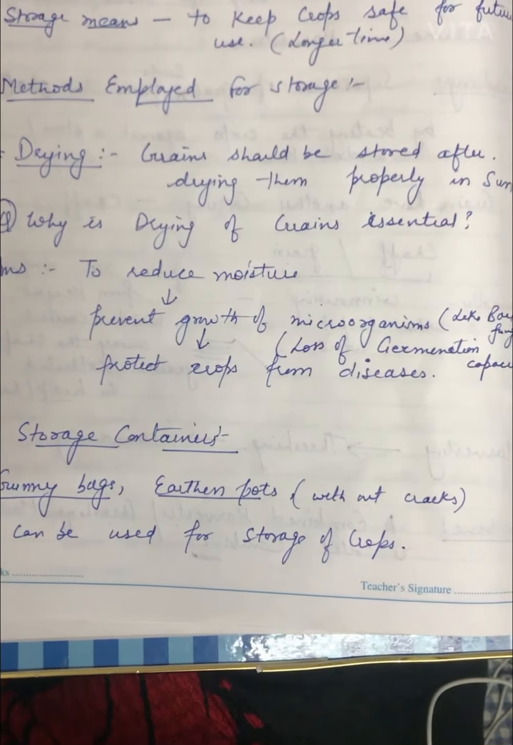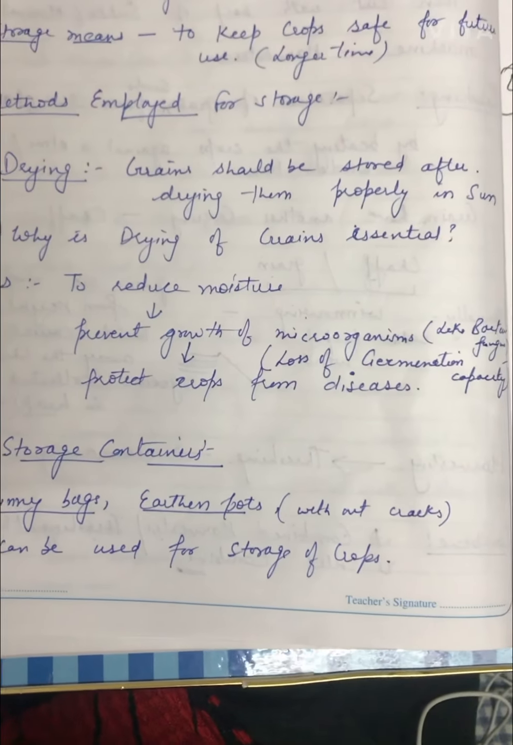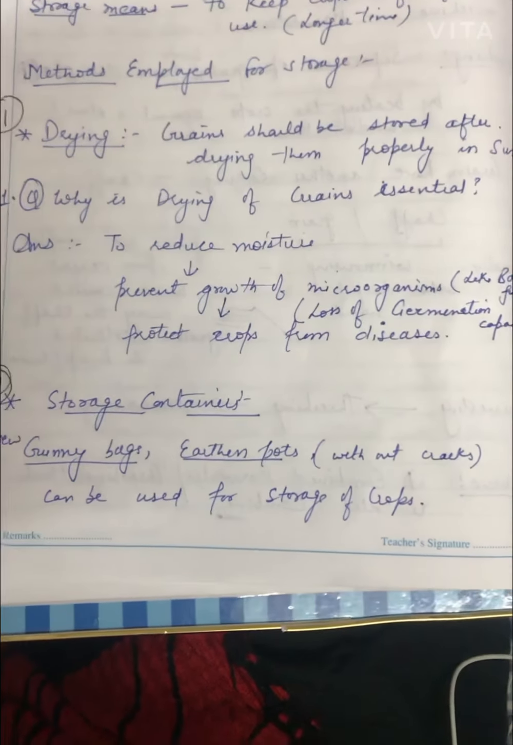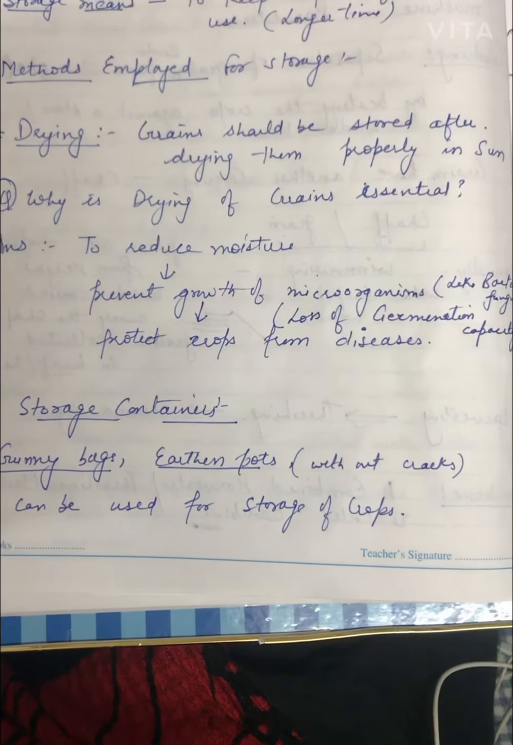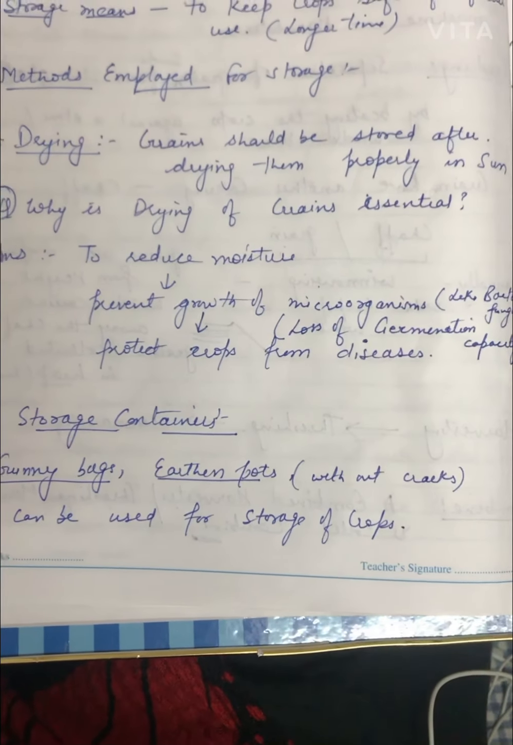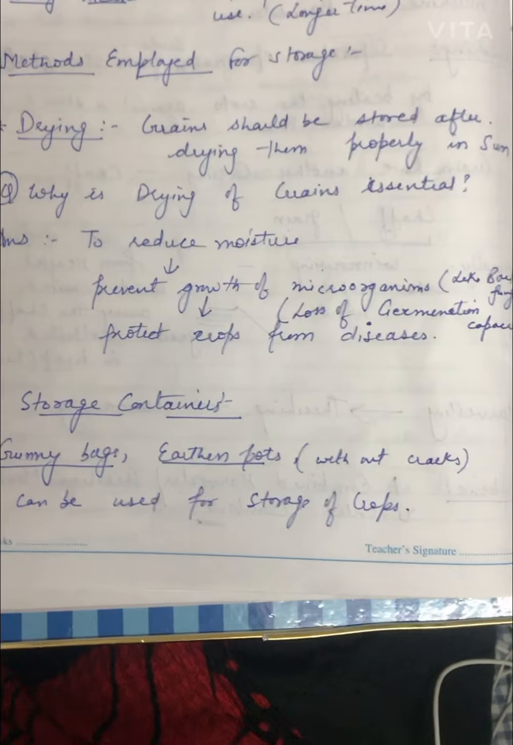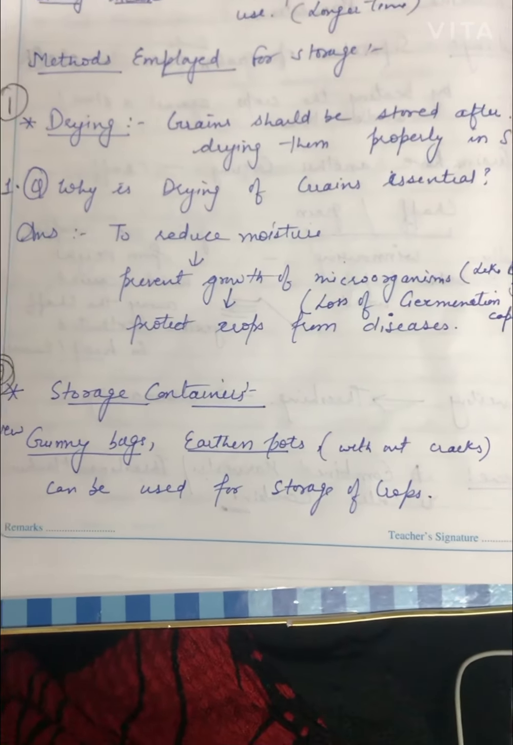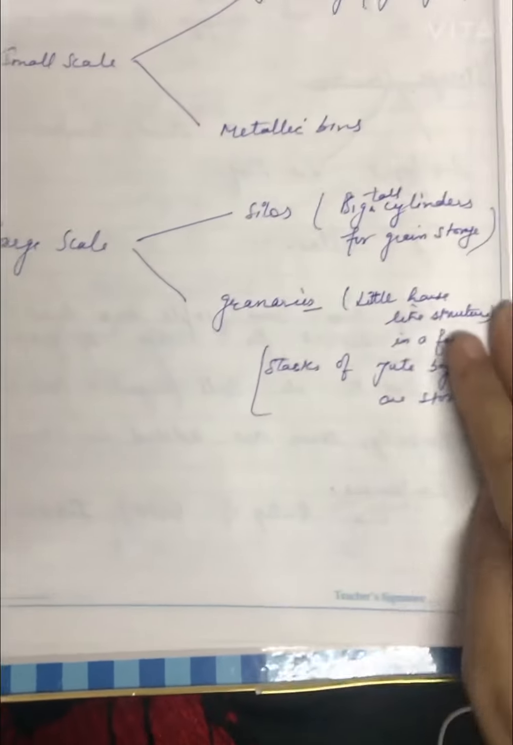If this process is not done properly, our whole crop is going to be waste. And I hope you know the meaning of storage. It means to keep the crops safe for future use so we can use them for a longer period. So various methods can be used for the storage of crops, which are as follows.